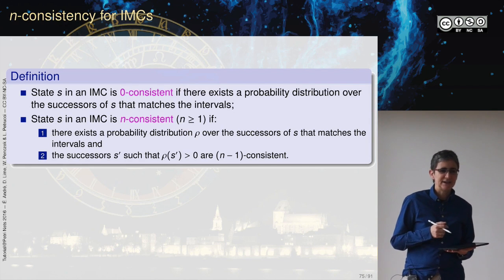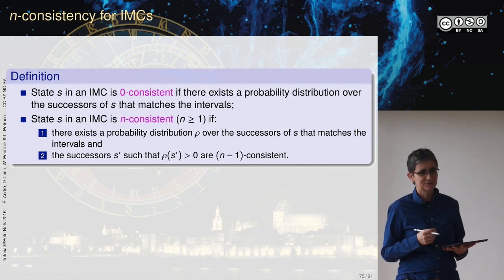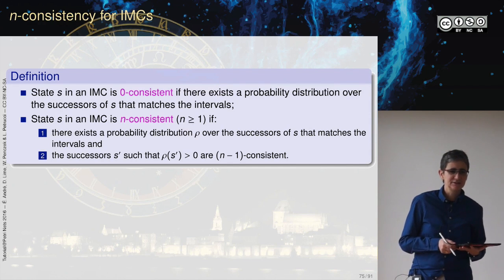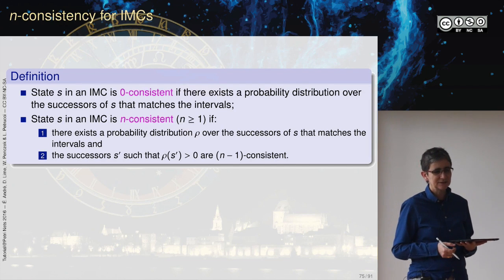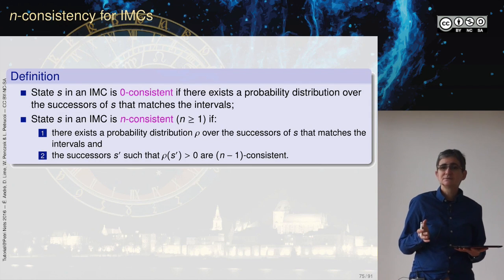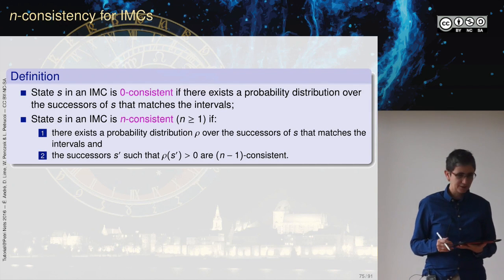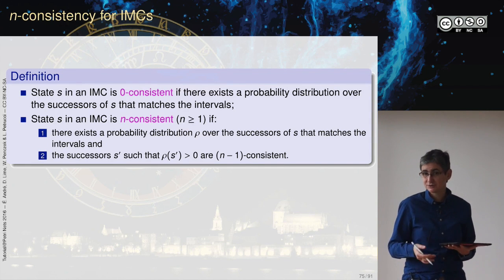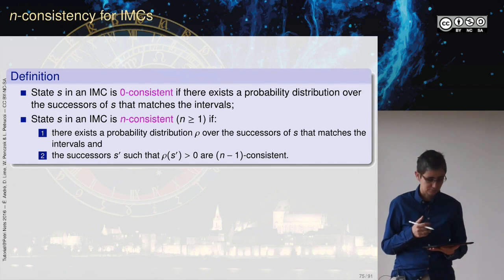We say that a state S of an interval Markov chain is zero consistent, so that will be the basic property, if there exists a probability distribution over the successors of the state S that matches the intervals. So there exist values that match the intervals, and everything is going fine locally. But then we want to know the repercussions of choices in intervals on other states of the model.